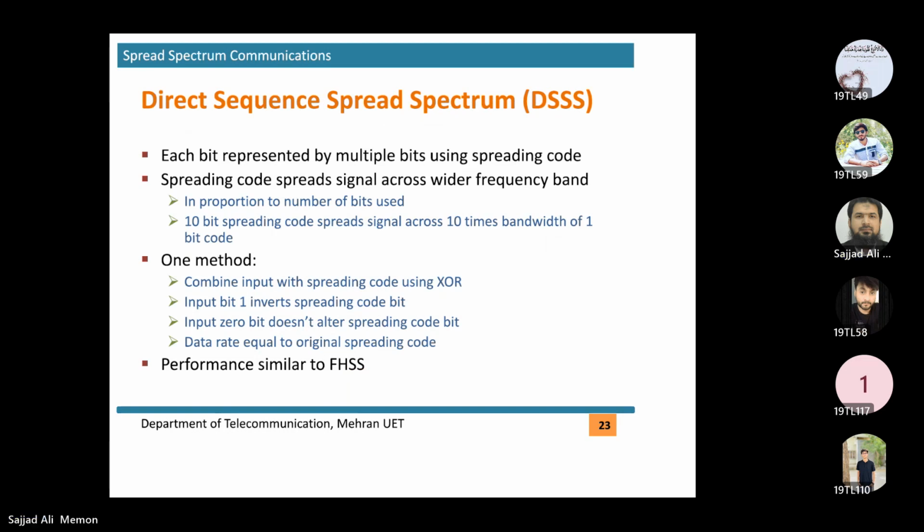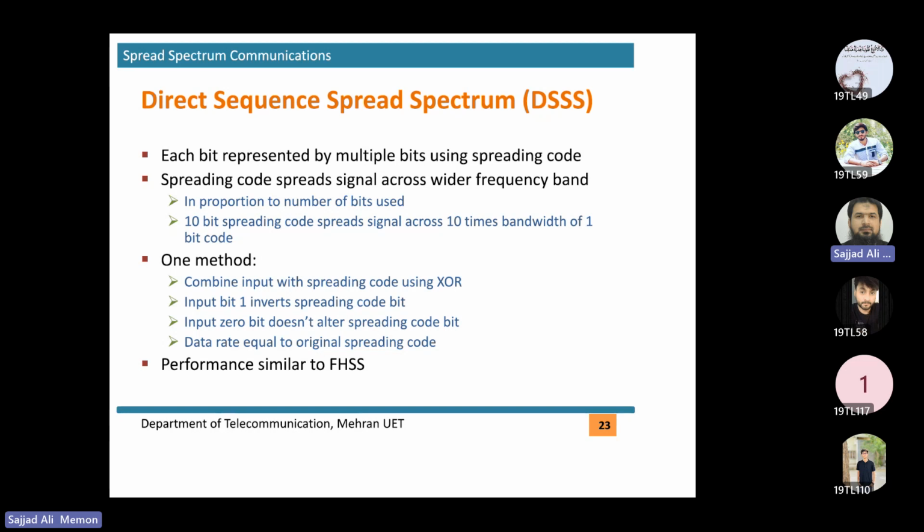So DSSS, that stands for direct sequence spread spectrum. In DSSS, each bit is represented by multiple bits using a spreading code. The spreading code spreads the signal across a wider frequency band in proportion to the number of bits used. A 10-bit spreading code spreads the signal across 10 times the bandwidth of a 1-bit code.